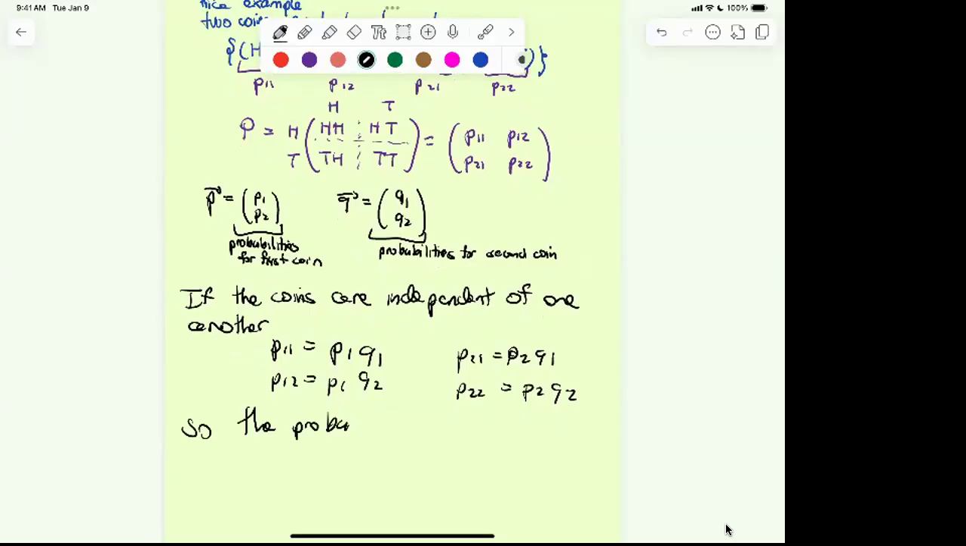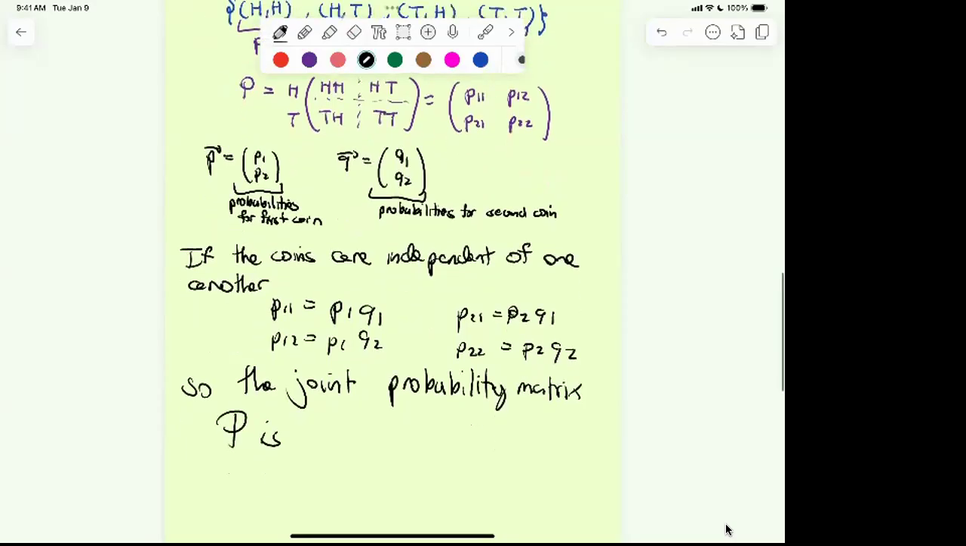So the probability matrix, or let's call it the joint probability matrix P, is the same as P tensor Q.